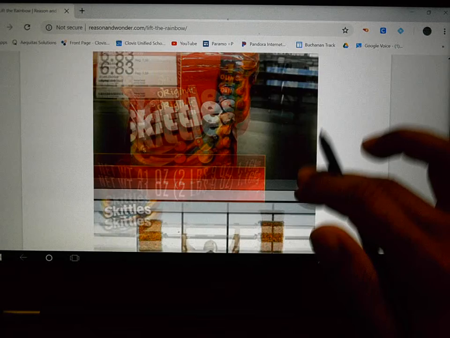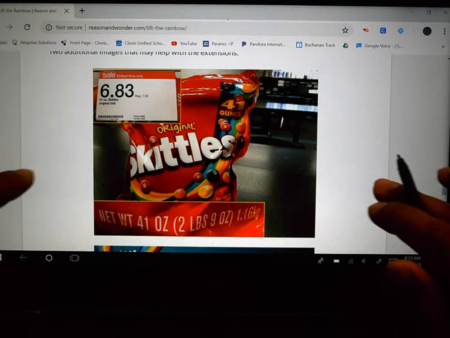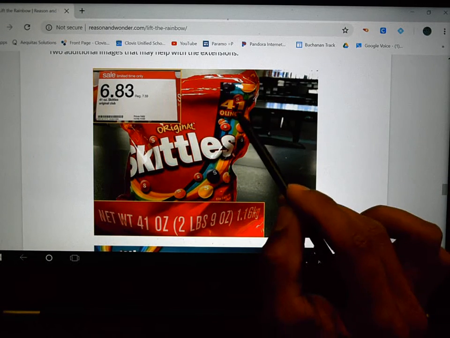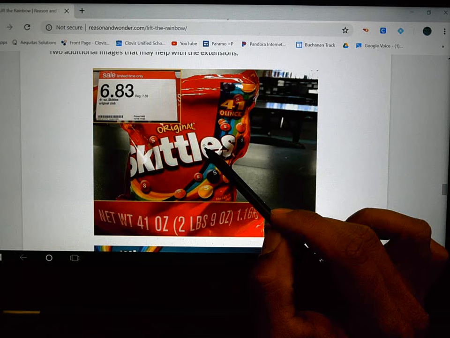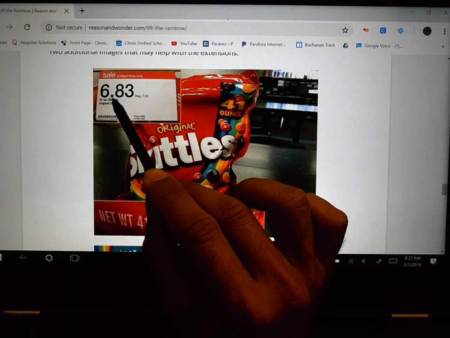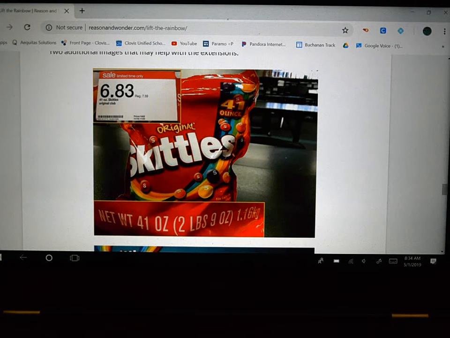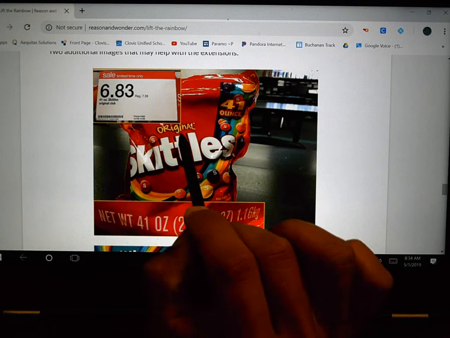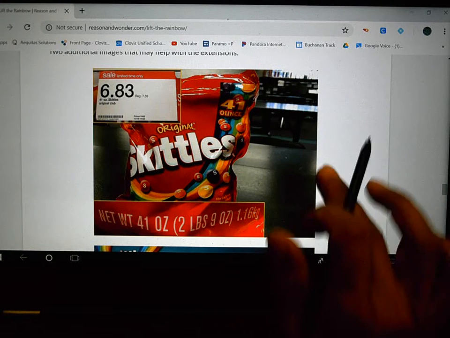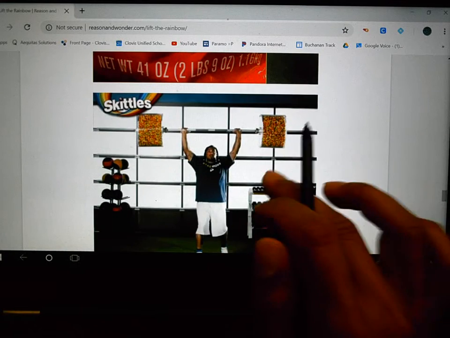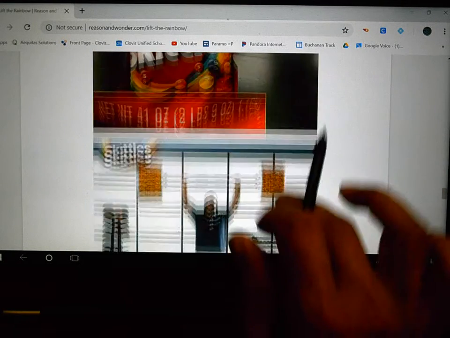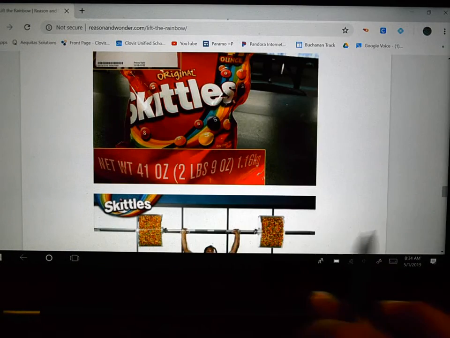If you have 41 ounces of Skittles and it costs $6.83 at the supermarket, and that is exactly 1.16 kilograms or 2 pounds 9 ounces, now we can talk about price per kilogram and use that possibly to figure out the price it would take if we went to the supermarket to buy all the Skittles to fill inside there.